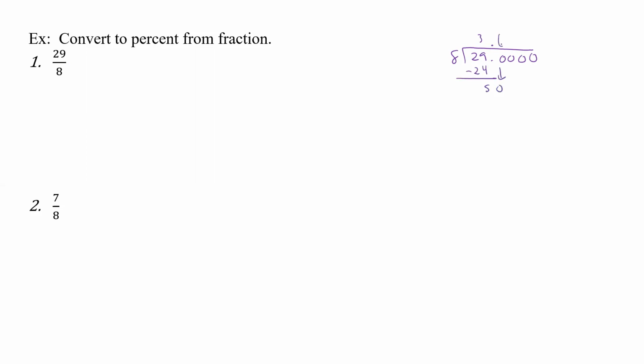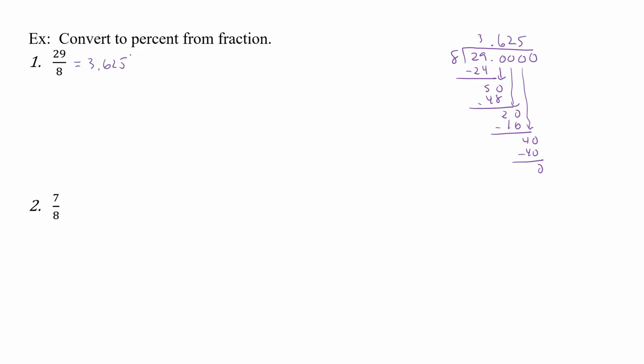8 times 6, that's going to give us 48. Subtract, that'll give us 2. Bring down a 0. 8 times 2 is 16. Subtract that, we get 4. Bring down our next 0. Well, now we have 8 times 5. That's going to give us 40. Subtract, now we get 0. So that is going to be the decimal equivalent. So that's going to be 3.625.